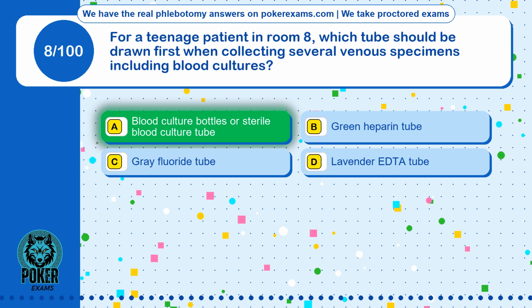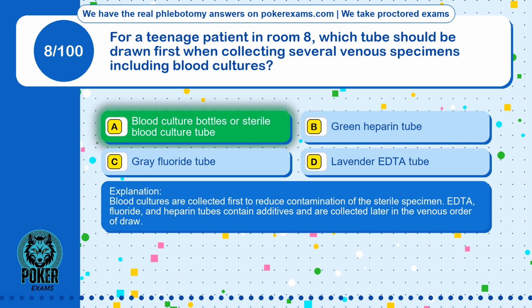The correct answer is option A. Blood culture bottles or sterile blood culture tube. Blood cultures are collected first to reduce contamination of the sterile specimen. EDTA, fluoride, and heparin tubes contain additives and are collected later in the venous order of draw.